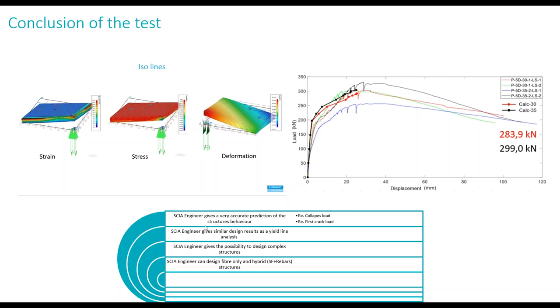And the conclusion of that benchmark, which was written by them, they are saying SCIA Engineer gives a very accurate prediction of the structural behavior, the collapse load and the first crack load. Also, they are saying it gives a similar design result if you are using a yield line theory. So if you would like to do that by yourself and compare, the result should be quite close. And it gives a possibility to design a complex structure. They are also saying SCIA Engineer can design fiber only or fiber plus steel fibers in combination.